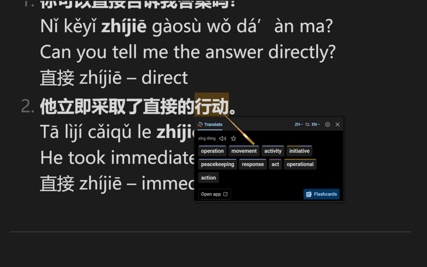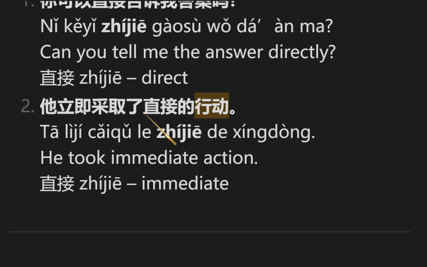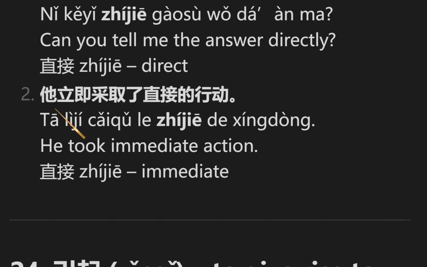行 is to move. 动 is also move. Operation, activity. 直接的行动 immediate action. He took an immediate action. You can say he immediately took an immediate action. Something like that. For now it's okay. 他立即采取了直接的行动。This one you can remember.